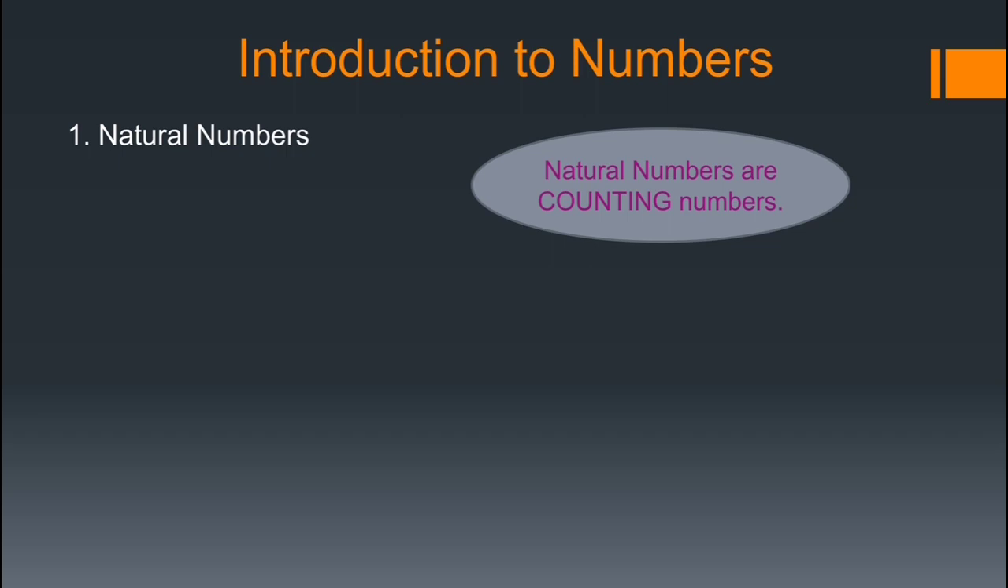And the set of these numbers, that is 1, 2, 3 and so on up to infinity, is represented by a capital letter N. So we can write capital N is equal to, within curly brackets, 1, 2, 3, 4, 5 and up to infinity. Why up to infinity? Because there is no largest natural number.